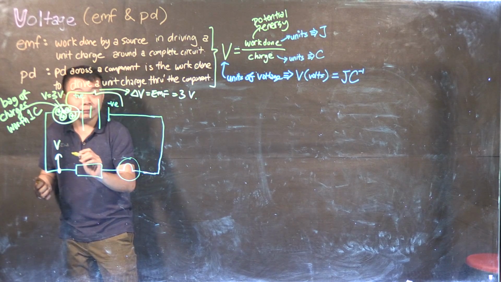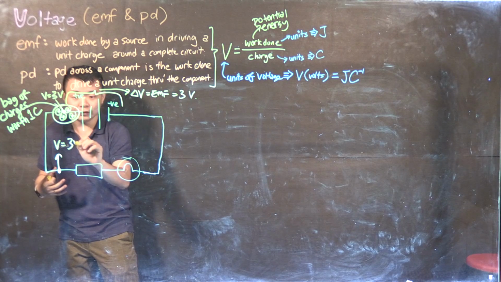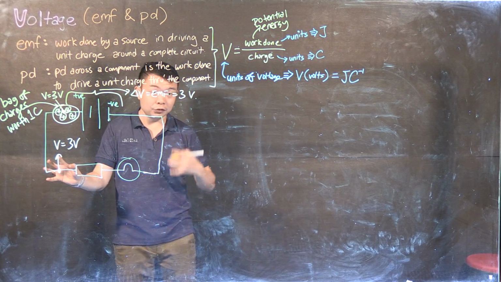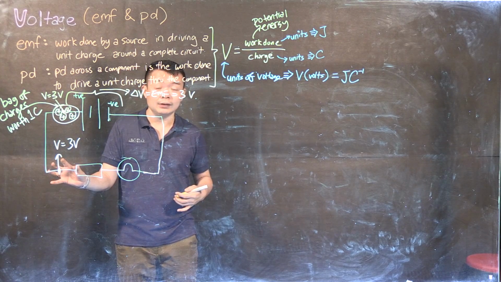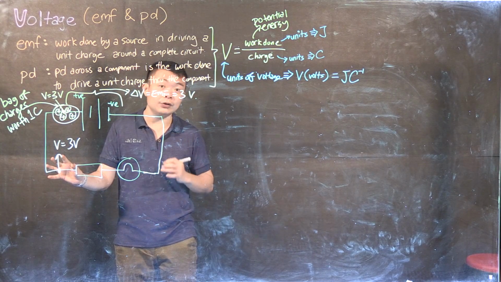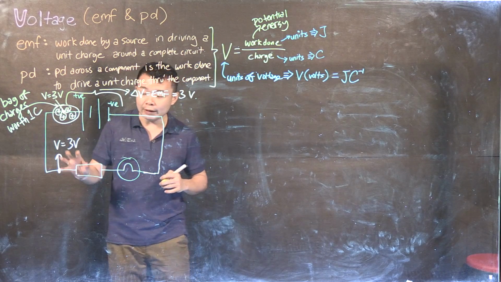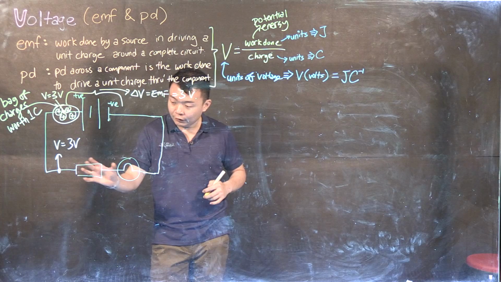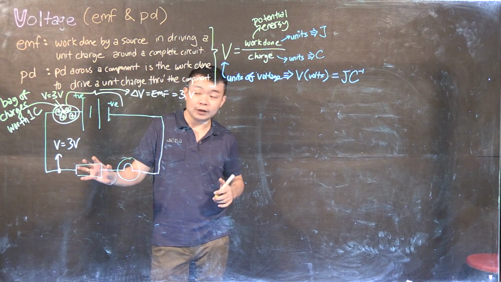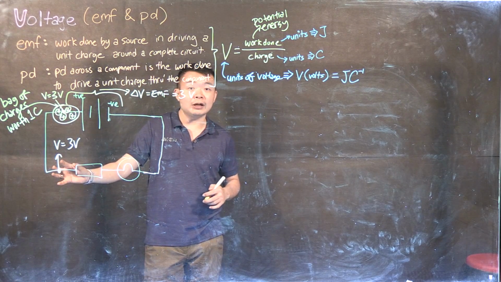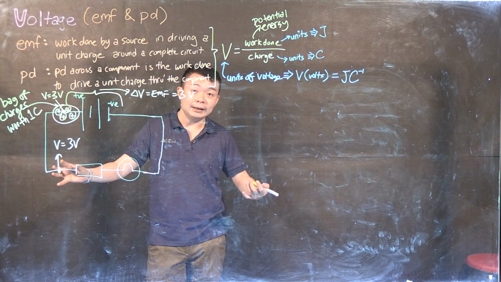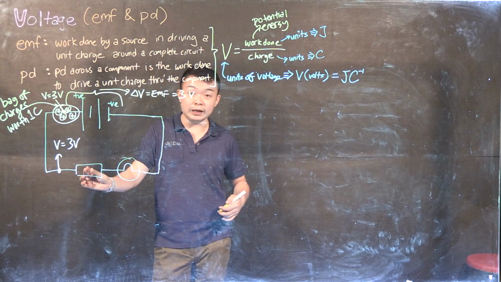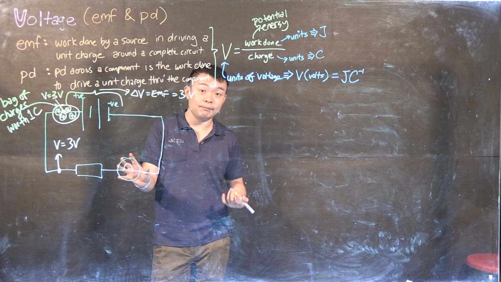the voltage here is still 3 volts. Why so? Because the bag of charges have not used up the potential energy yet. So it still contains 3 joules worth of potential energy. Now, when these charges go past a component, this bag of charges will give away the potential energy to the component. This will make the component heat up, or this will make the component light up.